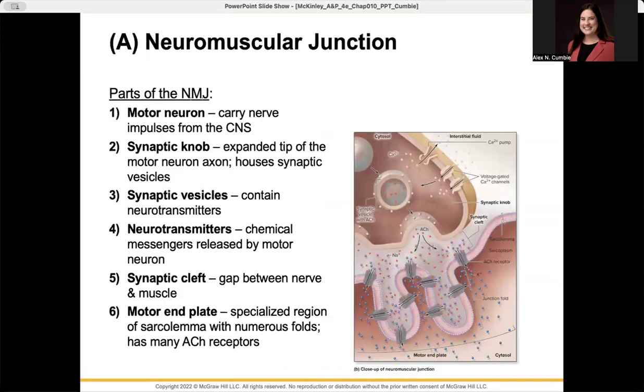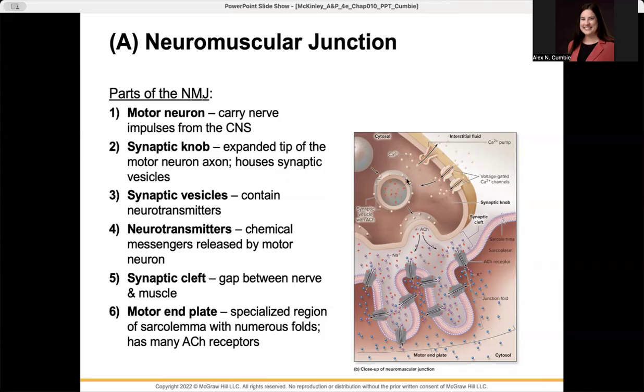So this is a blown up image of this. Right here we have the synaptic knob, we have the space here, the synaptic cleft, and we have the motor end plate on the muscle end. Just try to follow the pictures the best you can. Our synaptic knob is part of our motor neuron, so our motor neuron is going to send an impulse to this muscle. The synaptic knob is what houses our synaptic vesicles.